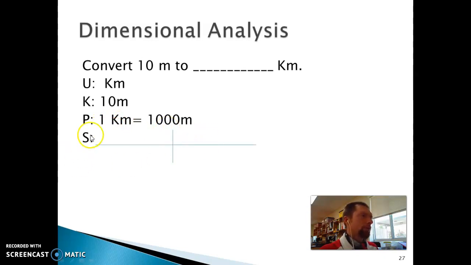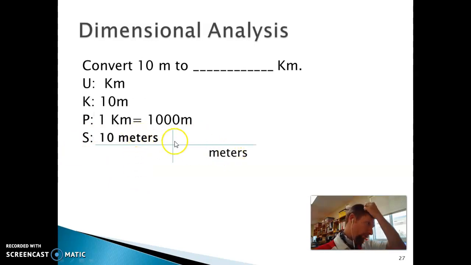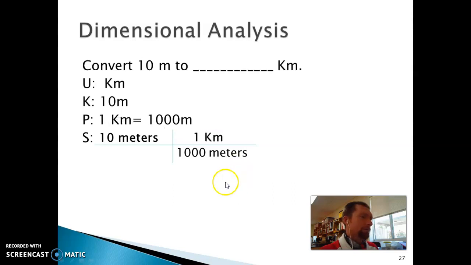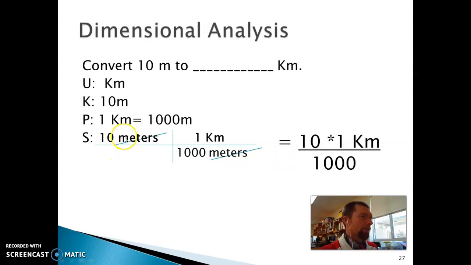All right, so when we solve, always start with the known. And then we need to match those units up. So we need meters on the bottom to cancel these meters out. And then we know that there's 1,000 meters in 1 kilometer. Meters cancels out as we wanted it to. Multiply across the top, divide by the bottom. That'll give us 0.01 kilometers.